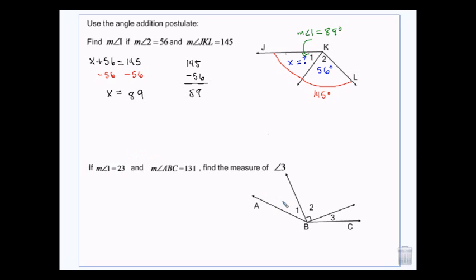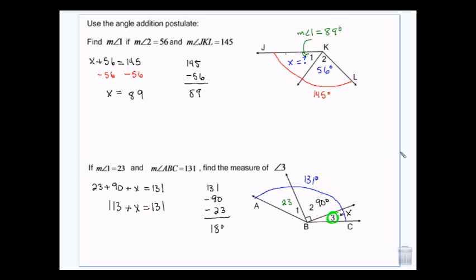Okay. We have the measure of angle 1 to be 23, and the whole angle ABC is 131. We need to find angle 3. What do we know about angle 2? It's 90 degrees. So again, we can set that up two ways. We can set it up algebraically. If I call 3, say x, I can say 23 plus 90 plus x is equal to 131. Or I can do 131 minus 90 minus 23. And in either case, I'm going to get x is 18, or the measure of angle 3 is 18 degrees.